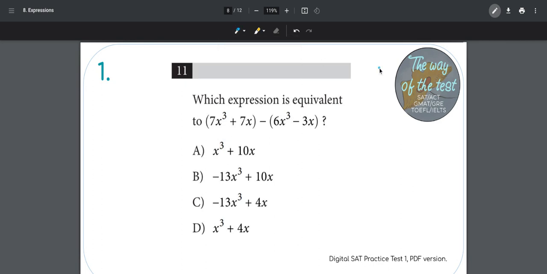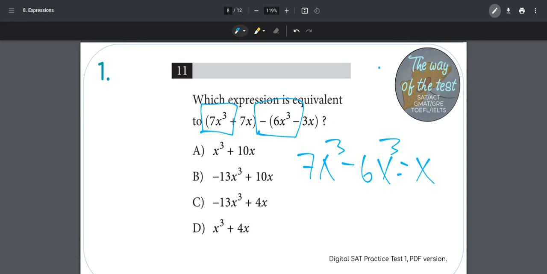First, if we look at the alternatives, we can see that we have x cubed, or negative 13x cubed. So in order to eliminate, we're going to just focus on the x cubed. So I have 7x cubed here, minus 6x cubed here, 7x cubed minus 6x cubed, this is equal to x cubed. So I know it's not going to be B or C because I got the expression with the cube, and it was just x cubed.